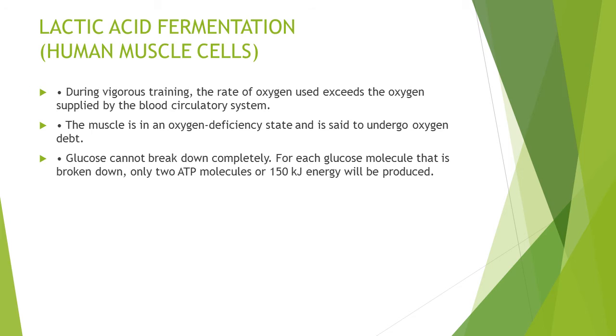So this cell will use fermentation. So each glucose molecule is broken down into 2 ATP molecules, or 150 kilojoules of energy will be produced. So you can see one molecule of glucose only produces 150 kilojoules of energy in lactic acid fermentation in human muscle cells.